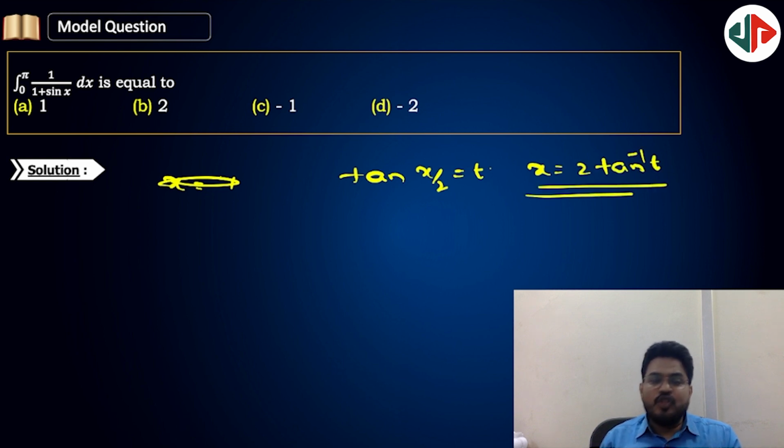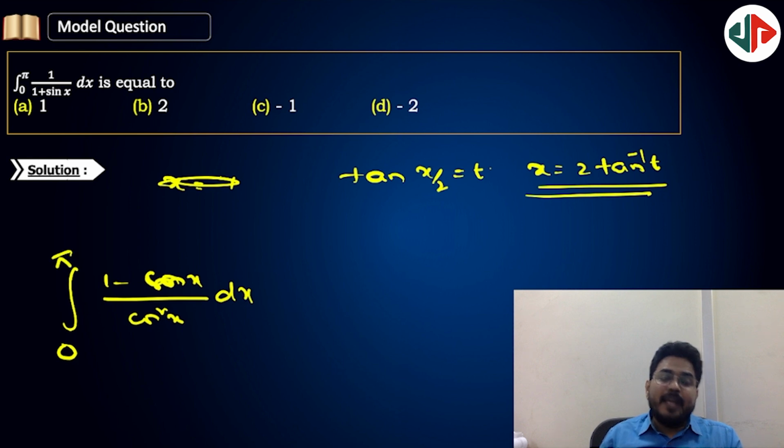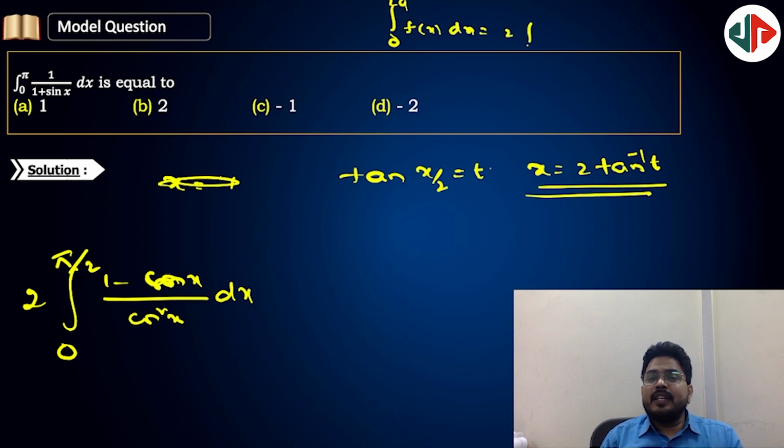This is one approach. Or you can write it as 1 minus sin x by 1 minus sin x, which means cos square x dx. But the thing is, 0 to pi is there, so we need to rewrite this one. So I can write it as 0 to pi by 2, 2 times, because integral 0 to 2a f of x dx is equal to 2 integral 0 to a f of x dx if f of 2a minus x is equal to f of x.